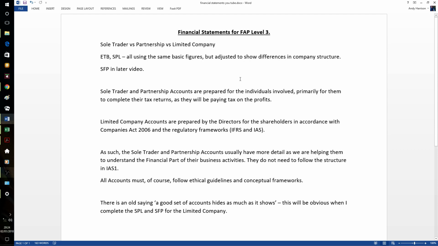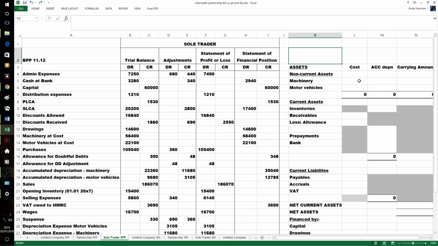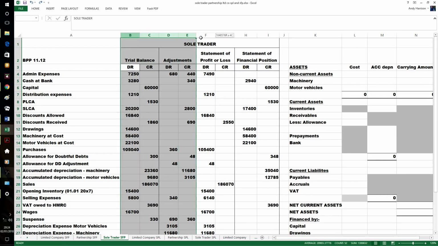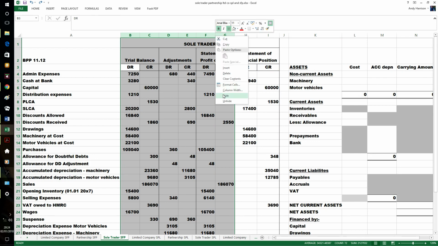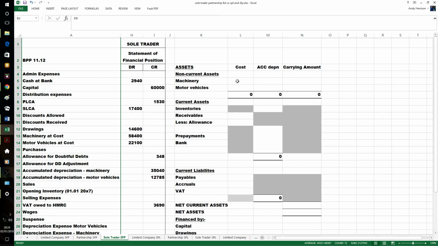Sole traders again, preparing them for the individuals involved, so we'll see that more in this one, and even when we get to the bottom it won't show quite as much how much is being hidden as a statement of profit or loss. So when we look at our template we're going to fill in, this first section, we'll hide these to make it easier, is our assets. And our non-current assets, our main assets, our fixed assets as they used to be called.